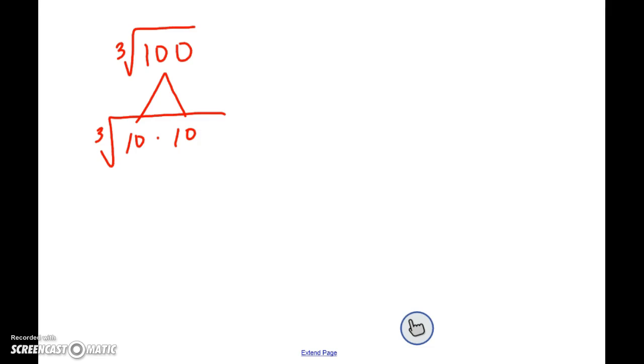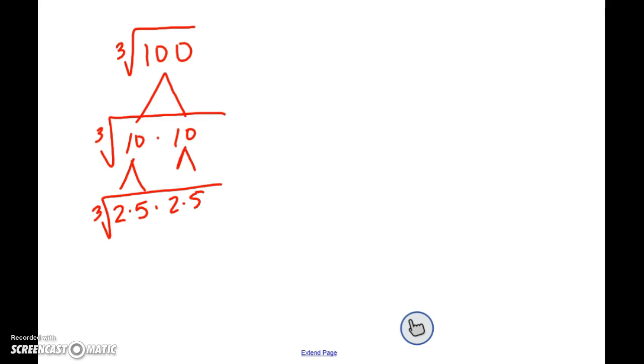Ew. This was not a wise choice to do. Why not? Why did this not work out? I don't know. Let's keep going though. Can I break apart 10 into 2 times 5 and 2 times 5? So then I can find the cube root of those. And I ask real quick, 2 times 2 is 4, but that's not a perfect cube. 5 times 5 is 25, but that's also not a perfect cube, so I'm kind of stuck right there. Simplifying the cube root of 100 is not very easy.